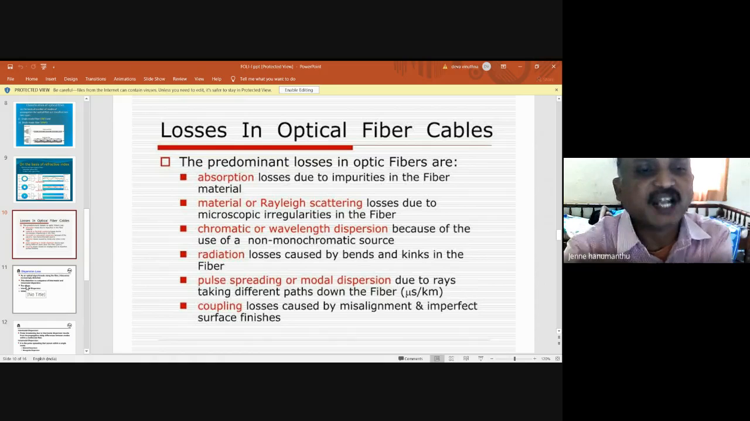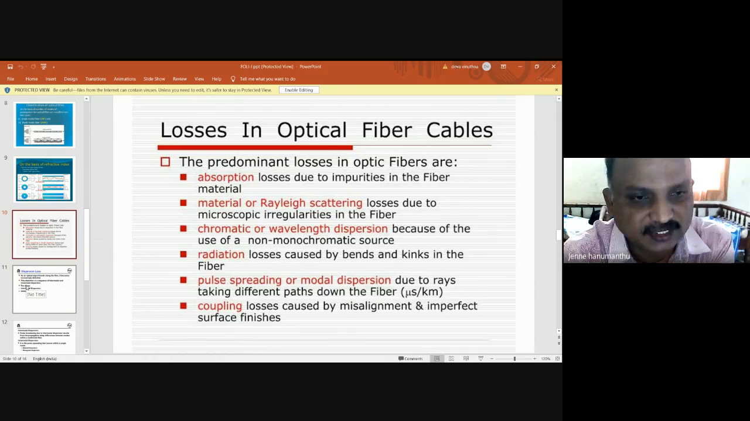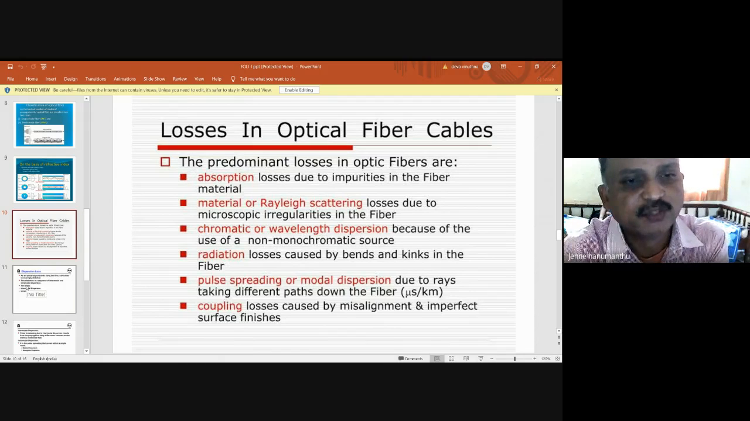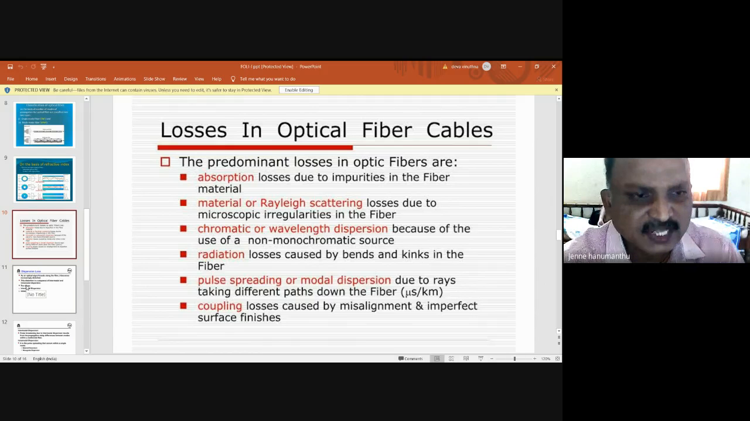It is because of the use of non-chromatic sources. Sometimes the light source is not monochromatic, and that is what changes the pulse width. Whatever pulse we send on the input side, the same pulse width we cannot receive.